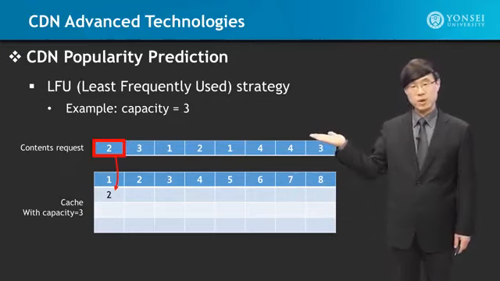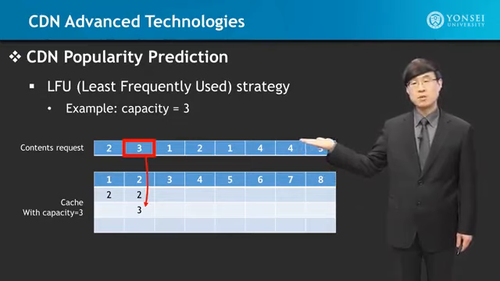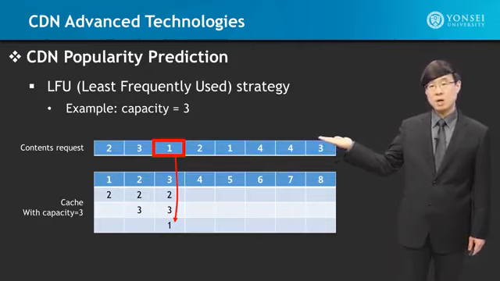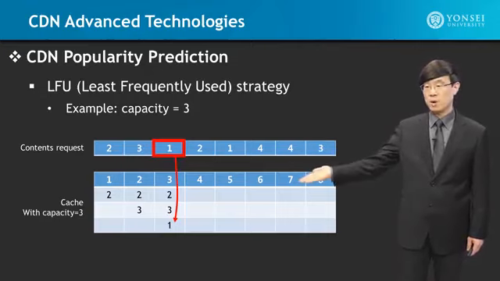Content 2 was requested. So in step 1, it is recorded in the cache that it was requested. In step 2, content 3 was requested. So a content 3 record is left. Here in step 3, content 1 has been requested. So a record is left in the cache.